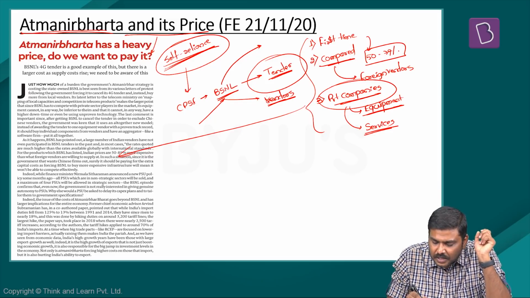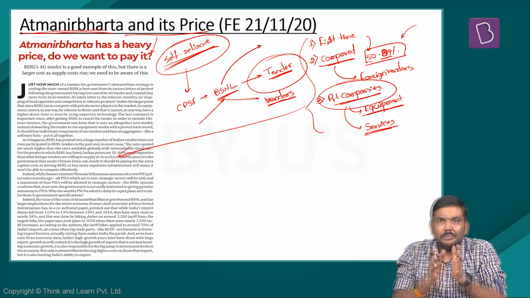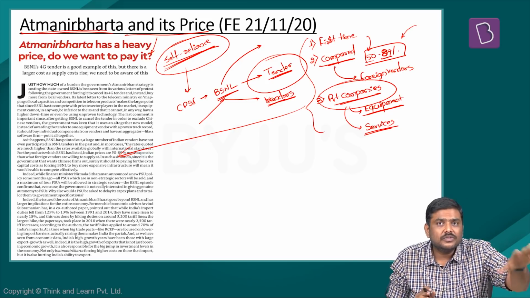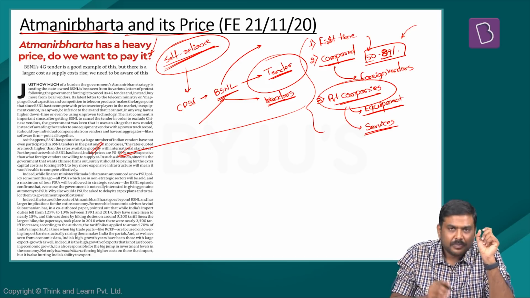Just make one correction here. Rather than 79%, the article quotes that the prices quoted by the domestic vendors are 50 to 89% higher than what BSNL would have paid if they had sourced from the foreign market. So these are certain very important issues which have been raised by BSNL, which are cited in the article.